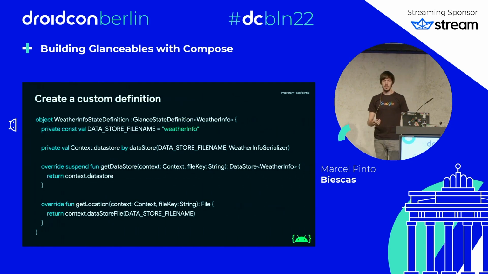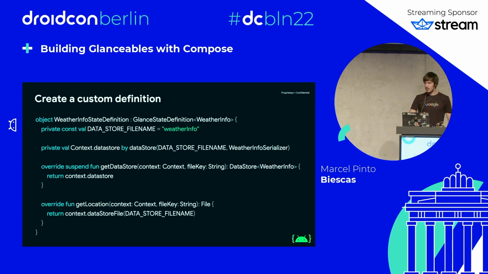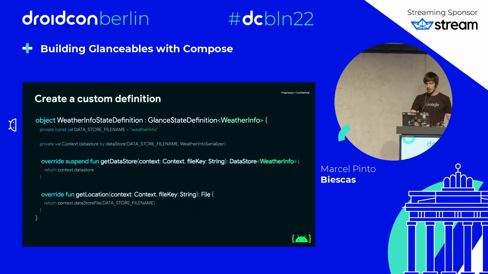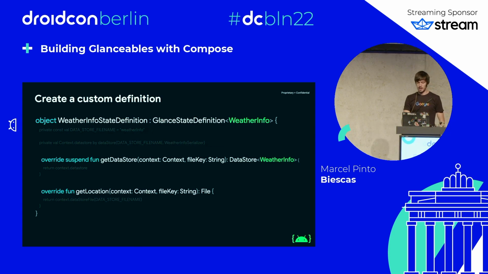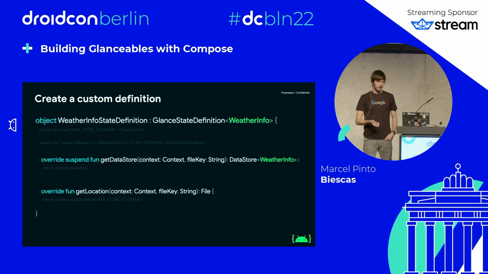This is exactly what we need for our example. The weather information object might contain many different objects or classes that might be a bit difficult to store in a key-value pair. So we will have to create our own state definition. Basically, we tell which type of object we are going to use for the definition, and then we need to provide the DataStore object and the location of this DataStore. In our widget requirements, we want every single widget to display the current location.